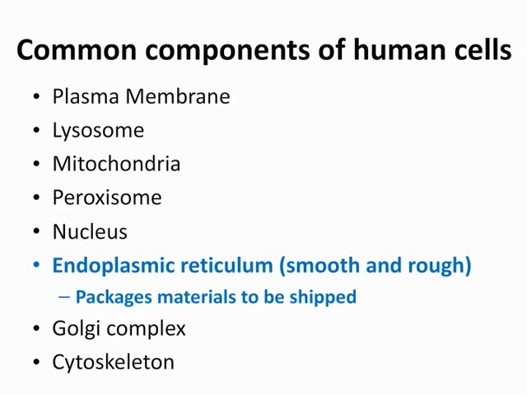Right, so objective 8 is explaining the structure and role of the smooth and rough ER. So endoplasmic reticulum, you have smooth and rough. That's where we package materials to be shipped. So you can think of it as your storage.